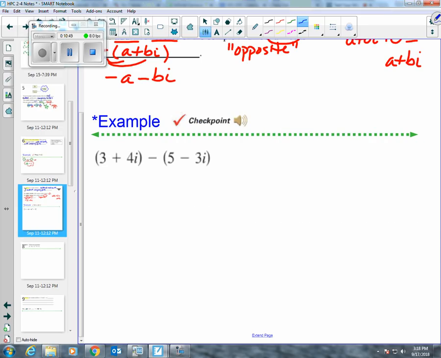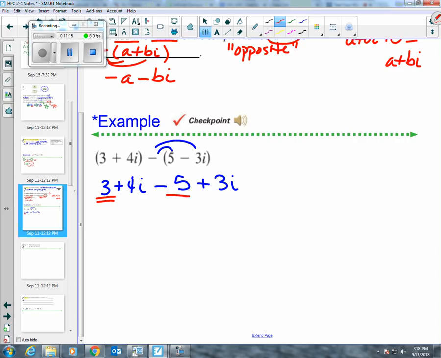So take a look at the subtracting example. Go ahead and add that. 3 plus 4i minus 5 minus 3i. So we can think of this as adding the opposite there. So we want the opposite of both terms. So that subtraction, remember, has to go to both things. So 3 plus 4i minus 5 plus 3i, so minus a negative. So we just have to be aware of our signs as we do that.